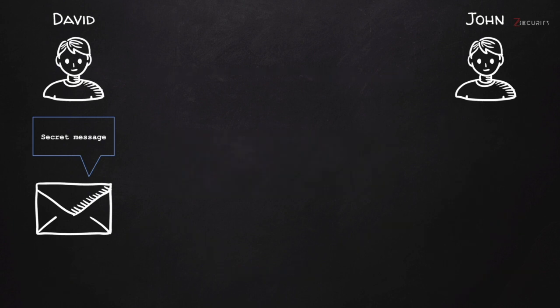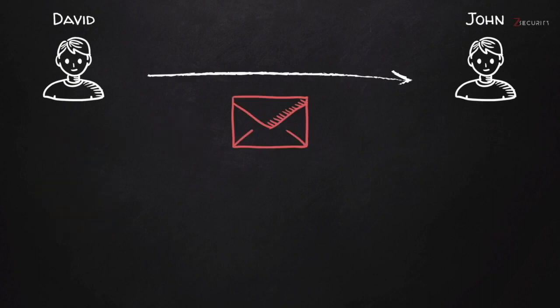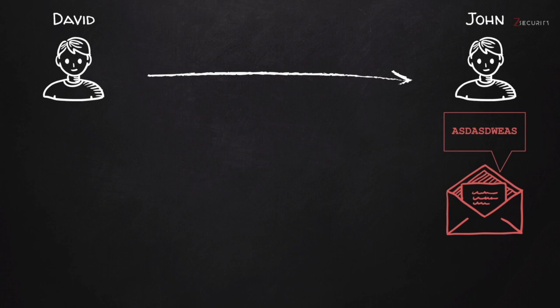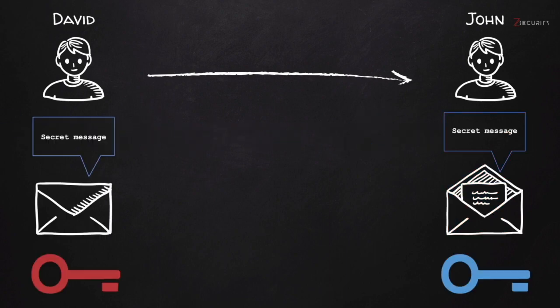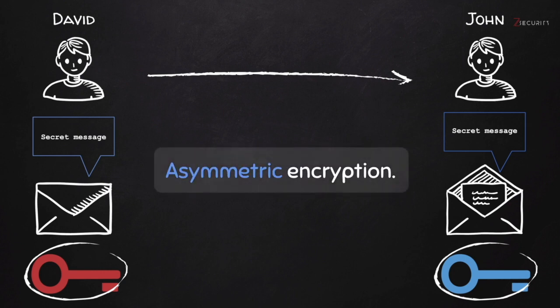So let's go back to David wanting to send a message to John, and the content of the message is "secret message." In asymmetric encryption, one key is used to encrypt the message that is sent in the air, and then another key is used to decrypt the message. So as you can see in this encryption, two different keys are used, and hence the name asymmetric encryption.